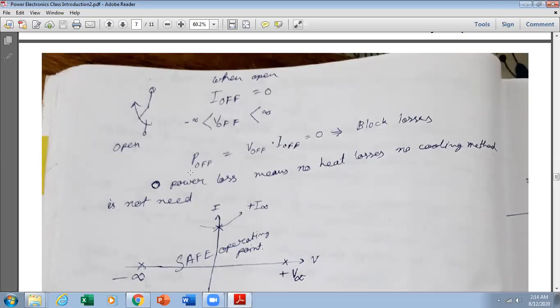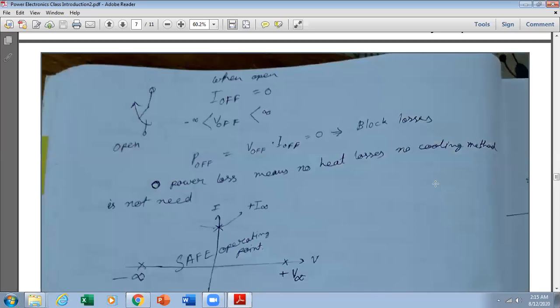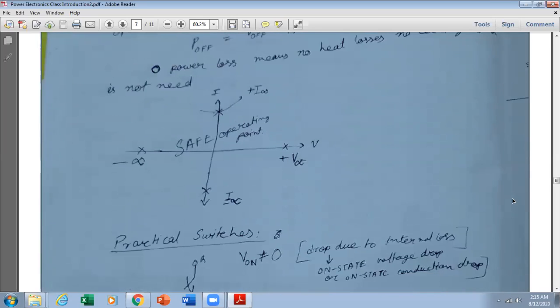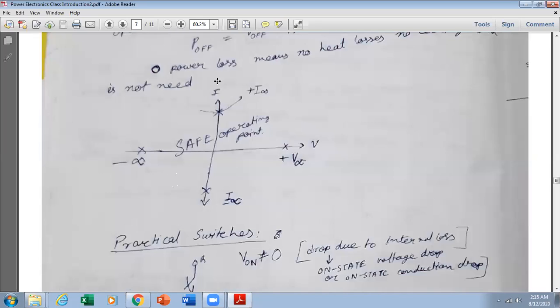So zero power loss means no heating loss, so no cooling method is actually required for these ideal switches. Now we will consider some characteristics, how the voltage and current will work. Suppose any switch has current and voltage in this way.